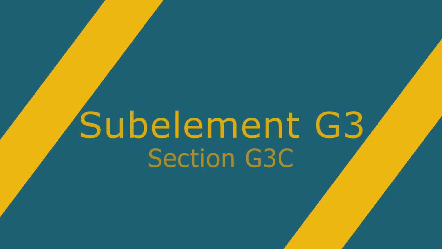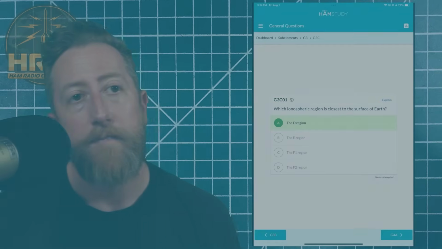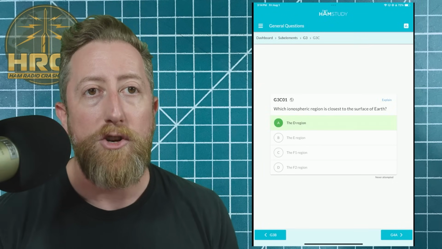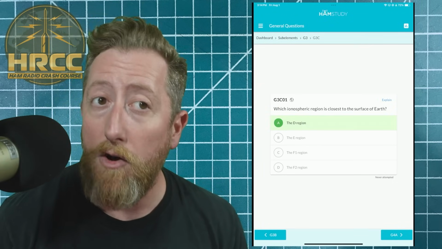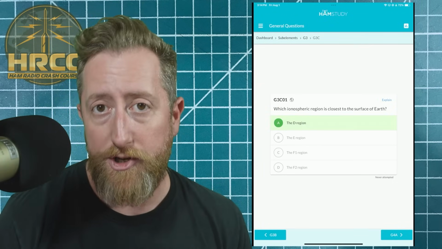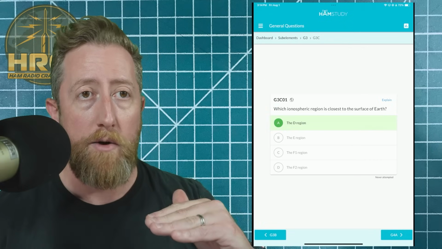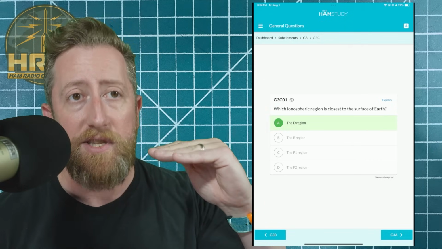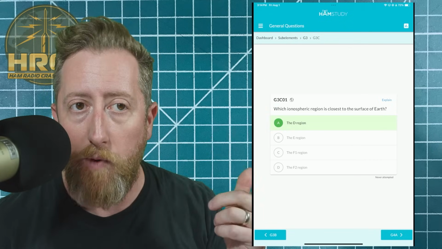All right, we finished section B. We're moving right into section C. Which ionospheric region is closest to the surface of the Earth? And that's the D region, the lowest one. And remember, we start low in the alphabet. A, B, C, D is the first layer, and then we go up from there. And that's a good way to remember it.